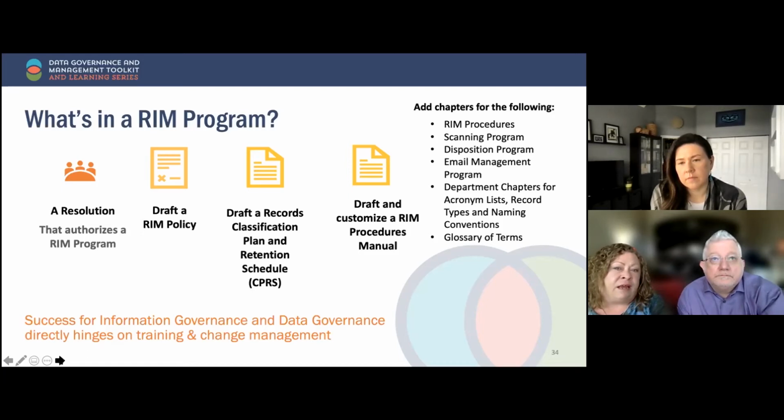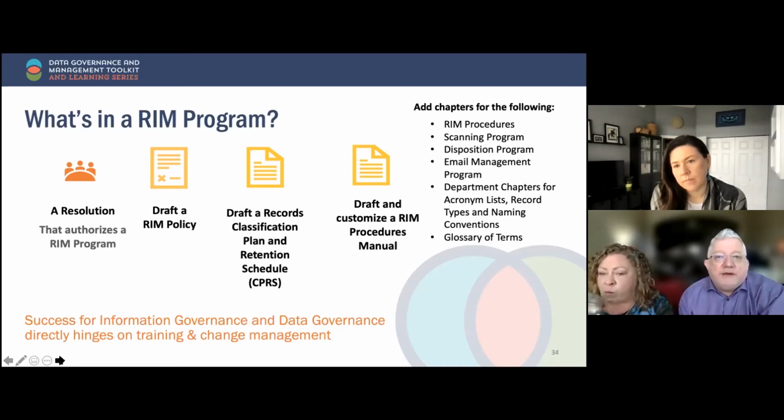You would have an email training program so that everyone speaks the same language about how you're going to manage email, department acronym lists, naming conventions that are prescriptive, and of course a glossary so that everyone from IT to RIM are speaking the same language. And if you do all of this together, that's information governance. But you also need to add a lot of training for records management for staff and leadership and change management. And the basic premise is the more complicated your business, the more complicated your record keeping is likely to be.